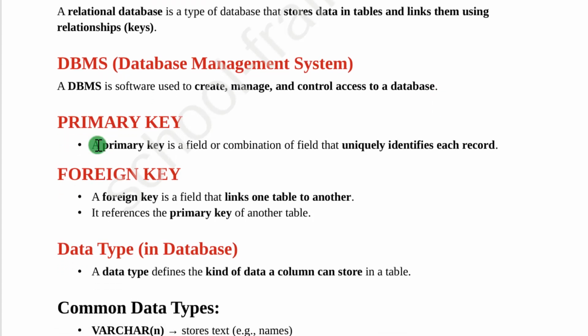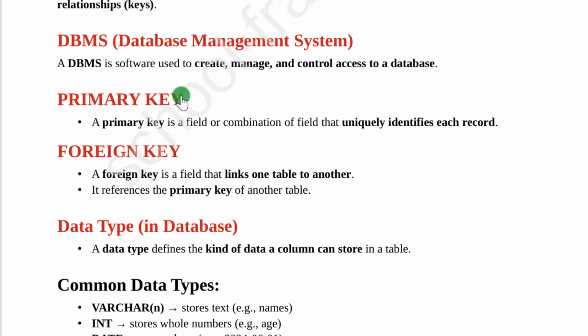Good. So now the next thing is primary key. Very important. A primary key is a field or a combination of fields that uniquely identify each record in a table. Now you know database is made up of tables.